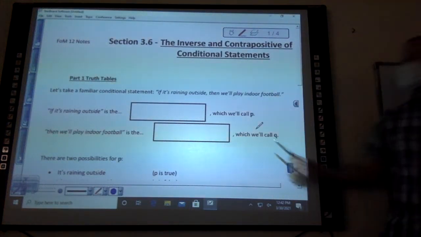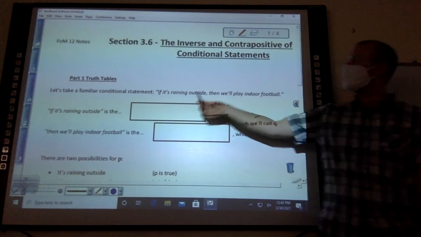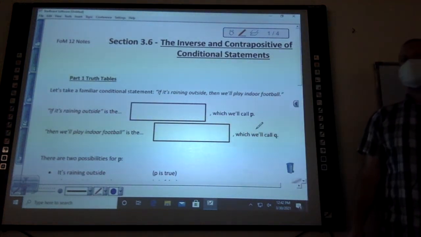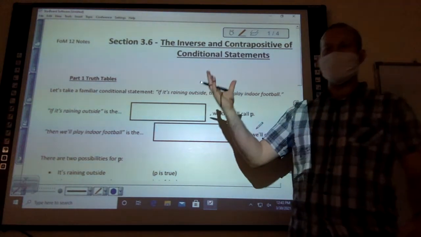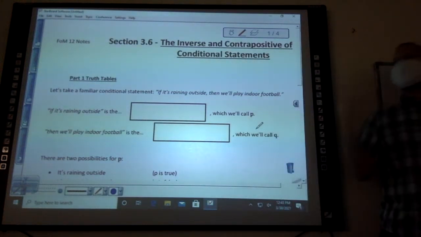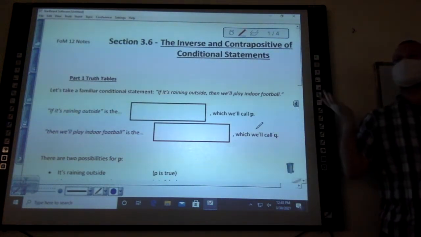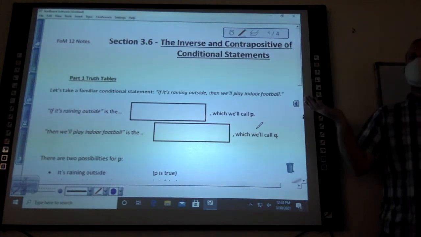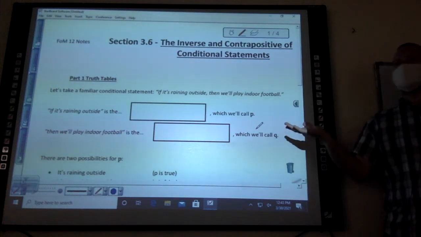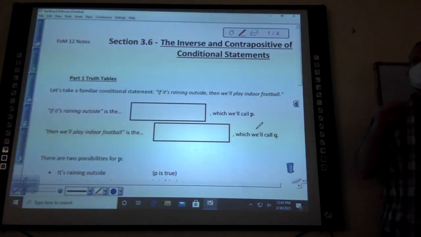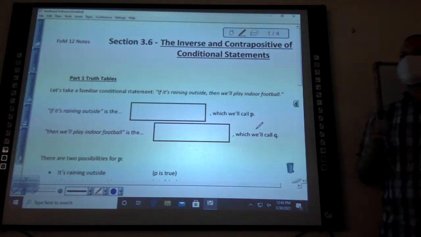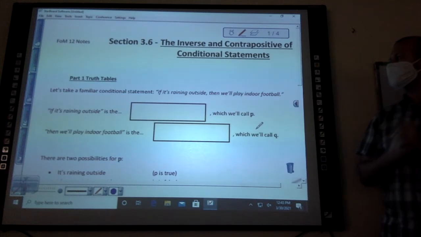So conditional statements. This is a conditional statement. If it's raining outside, then we will play indoor football. So there's a condition to this. If this, then that. If you come late to class, then you miss the beginning instructions. If you study for a test, then you should do well. If the sky is blue, then it's not raining. So these are different conditional statements we can make.